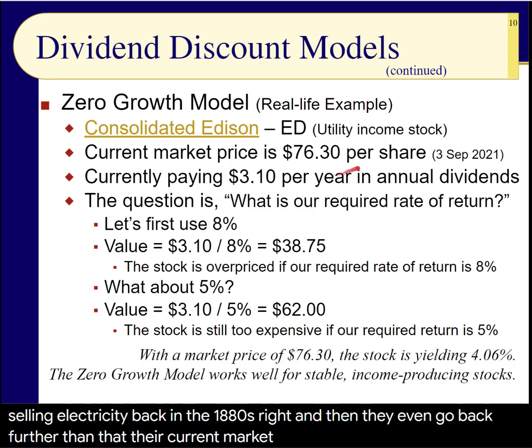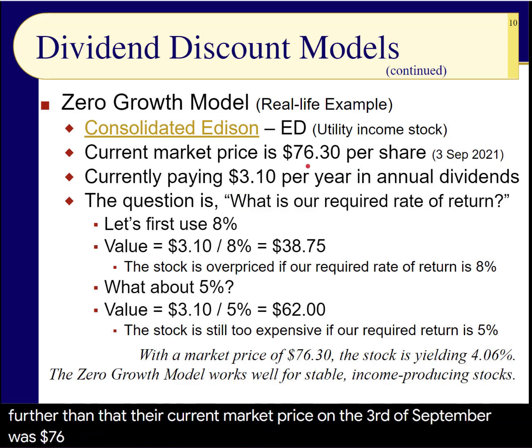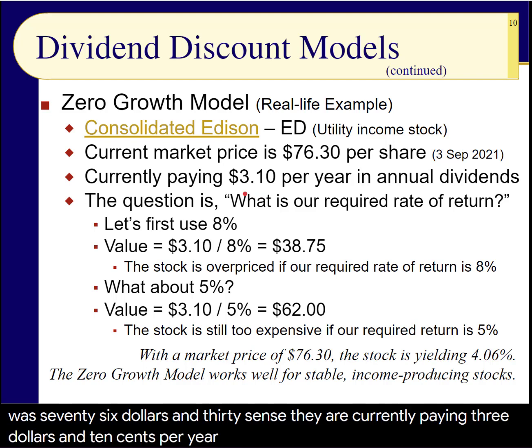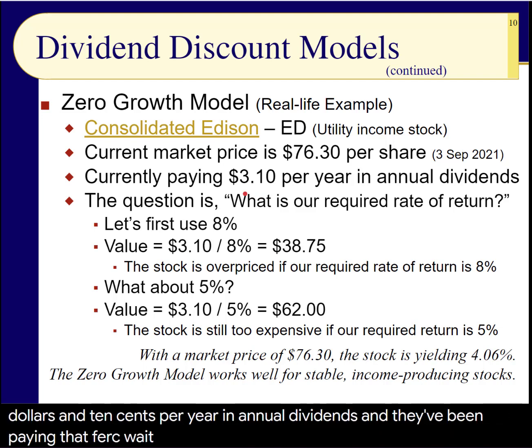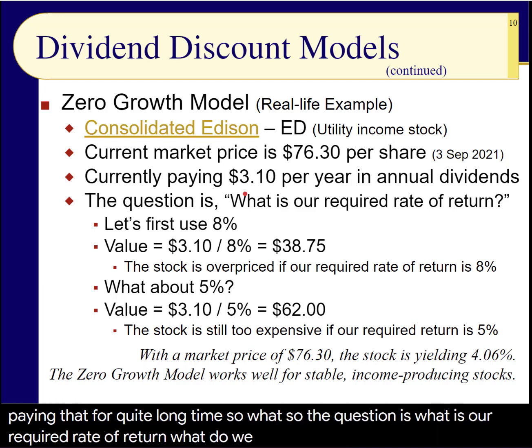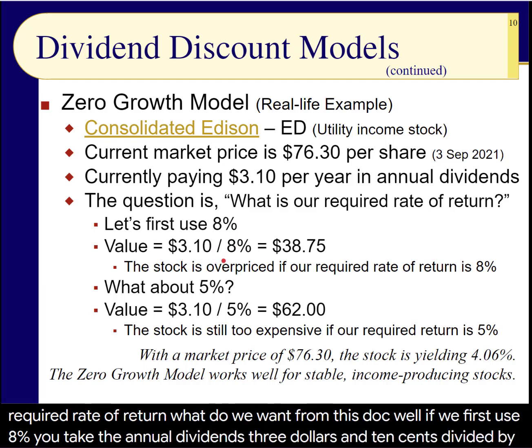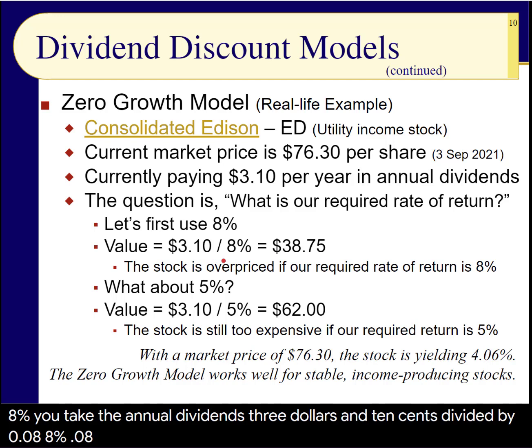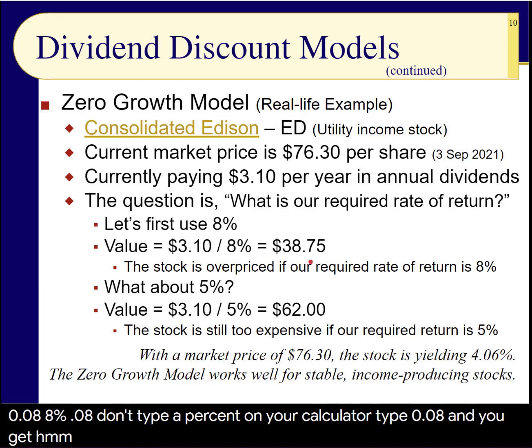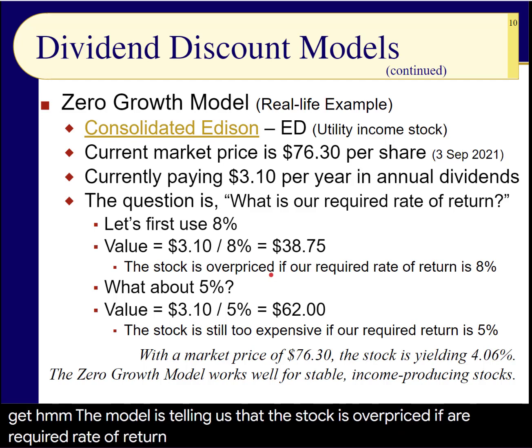Their current market price on the 3rd of September was $76.30. They are currently paying $3.10 per year in annual dividends, and they've been paying that for quite a long time. So the question is, what is our required rate of return? What do we want from the stock? Well, if we first use 8%, you take the annual dividends, $3.10, divided by 0.08. Don't type 8% on your calculator, type 0.08, and you get $38.75. So the model is telling us that the stock is overpriced if our required rate of return is 8%.